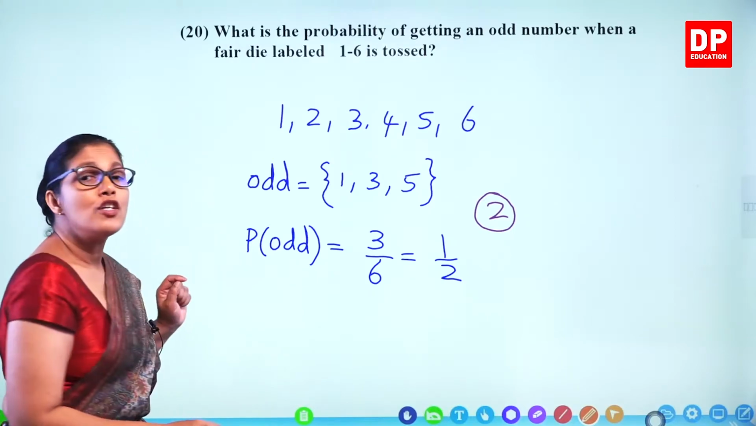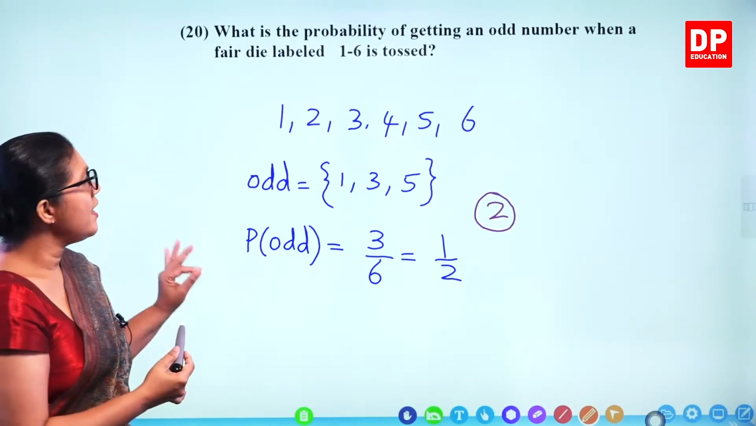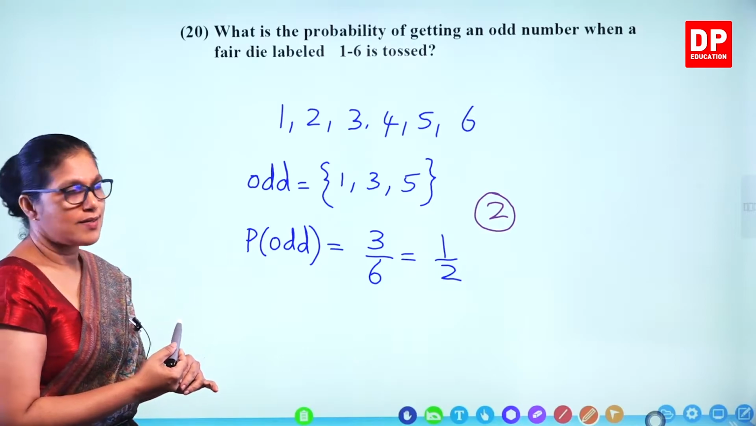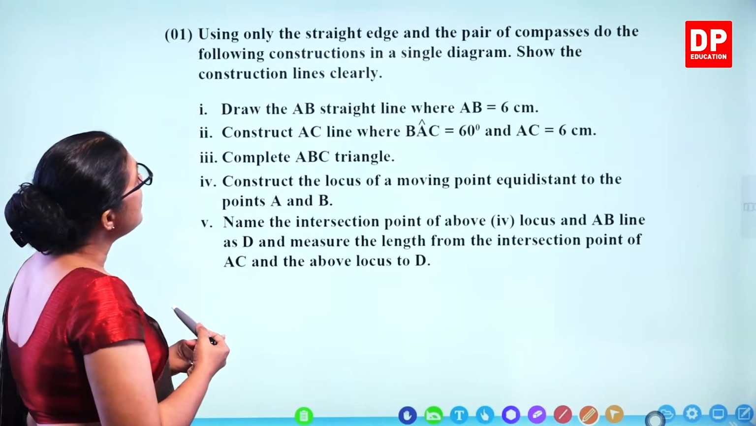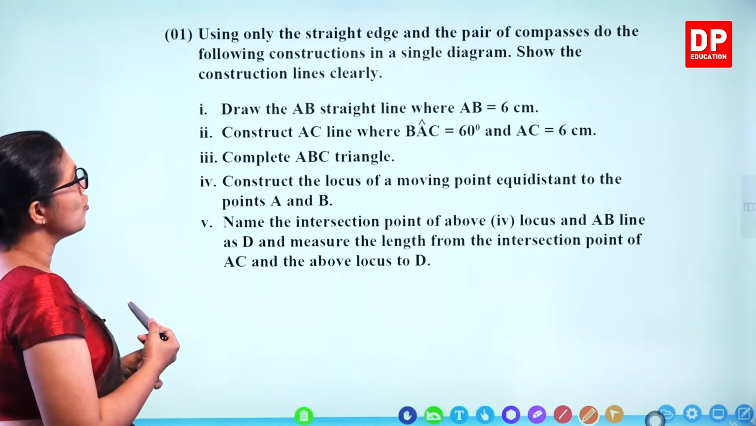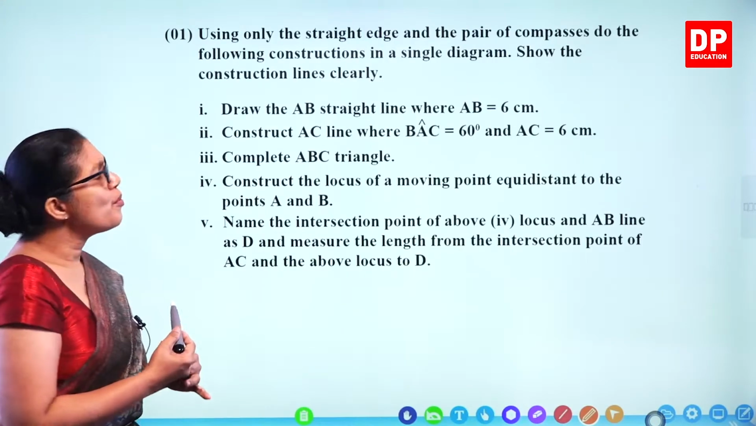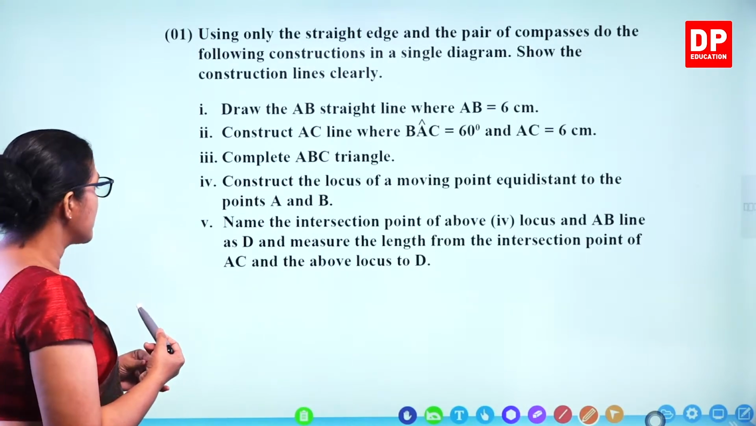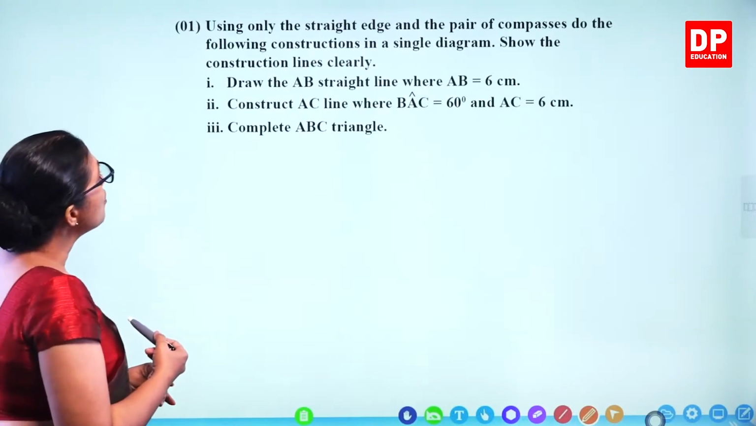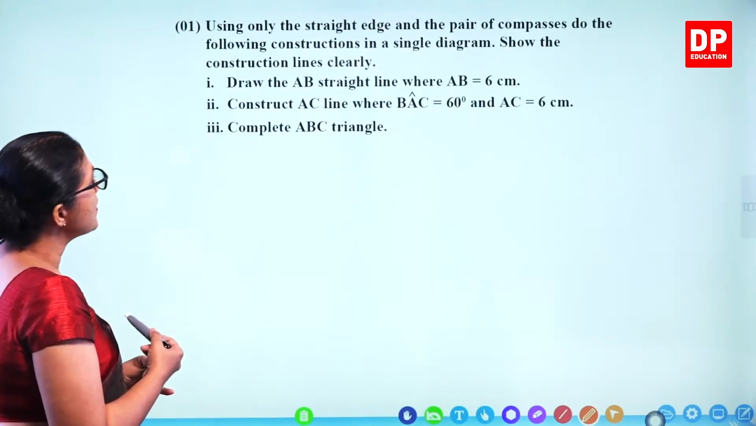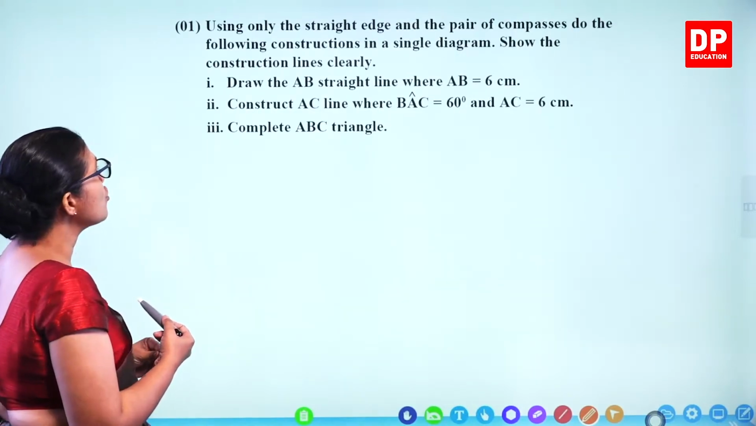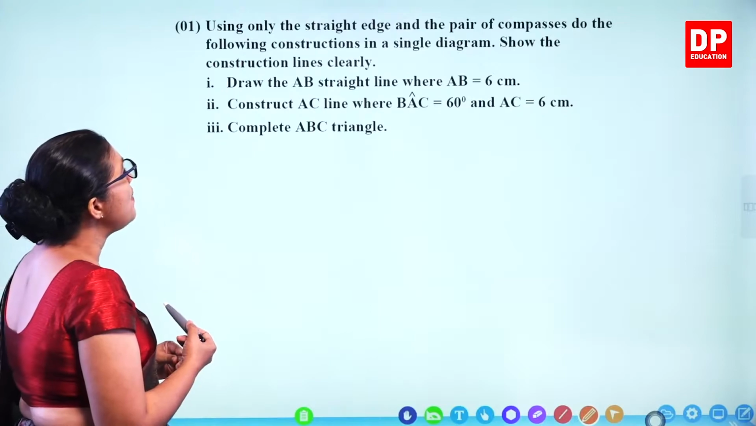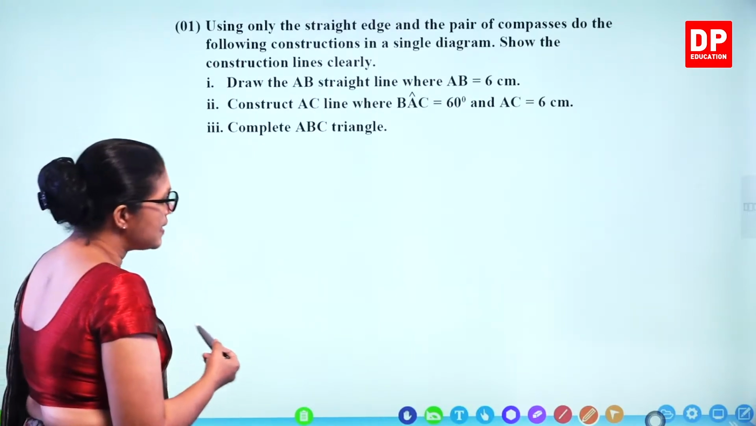So these are the 20 short questions, each worth 2 marks. Now we'll look at part 2. Part 2, question number 1, that's a construction question. So you can use the ruler and the pair of compasses. Using only the straight edge and the pair of compasses, do the following constructions in a single diagram. Show the construction lines clearly. Draw the AB straight line where AB is 6 centimeters.